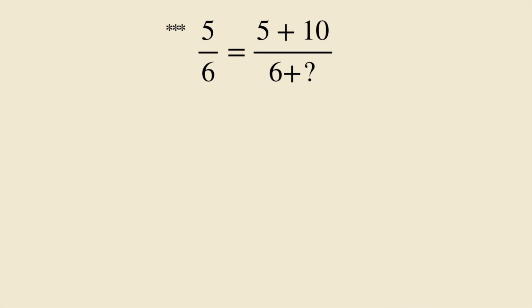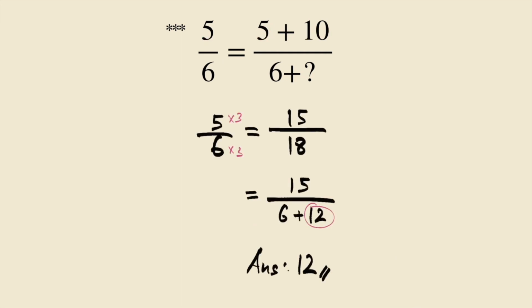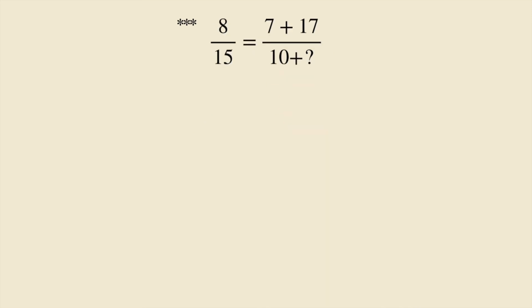So right here we have a 5. This here is a 15. So first thing we do is to times 3 top and bottom. We get 15 over 18. Well, 15 accounted for 5 plus 10. 18 is 6 plus what? So the answer is 18 minus 6. The answer is 12.